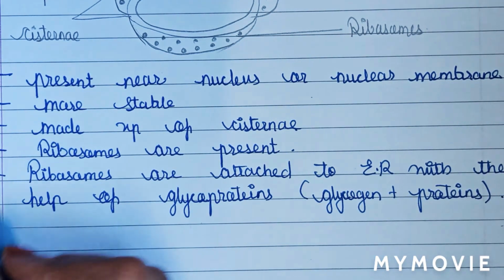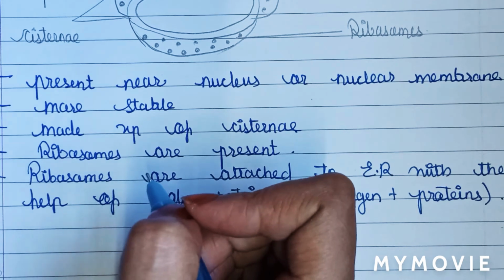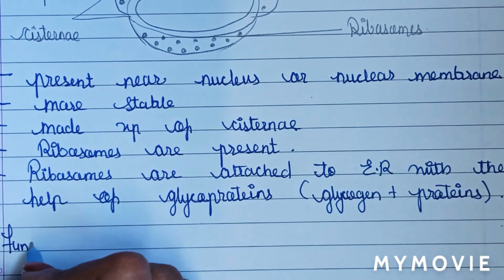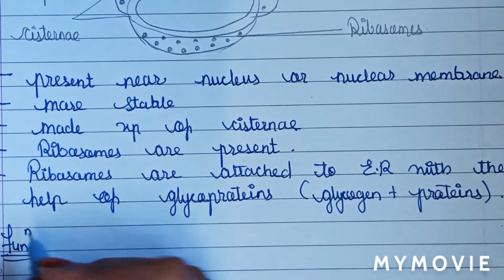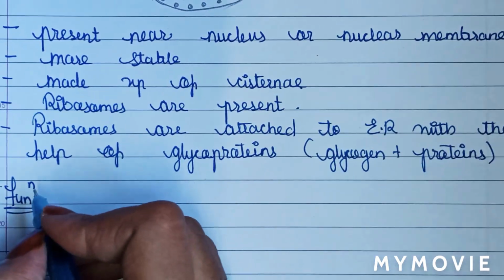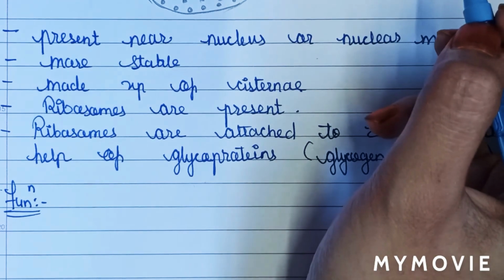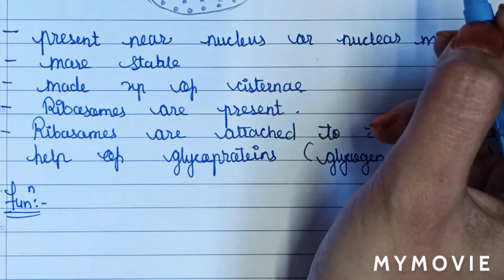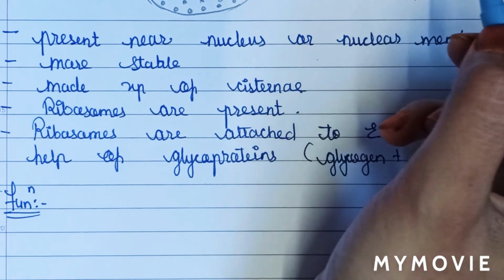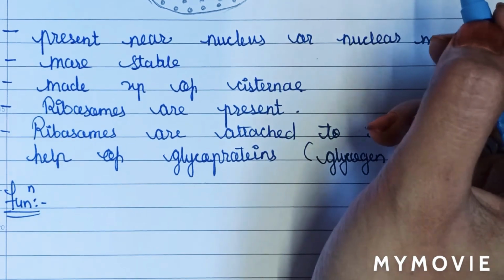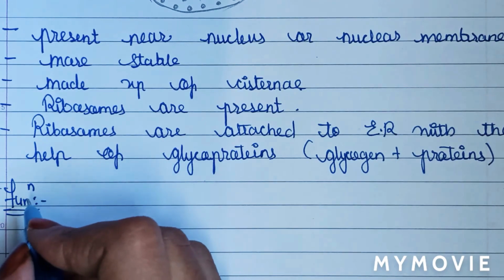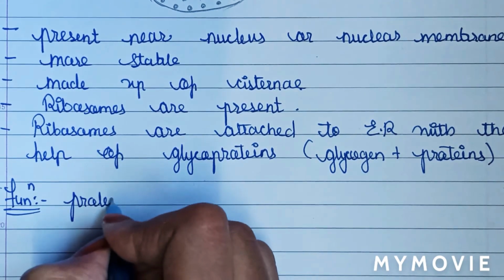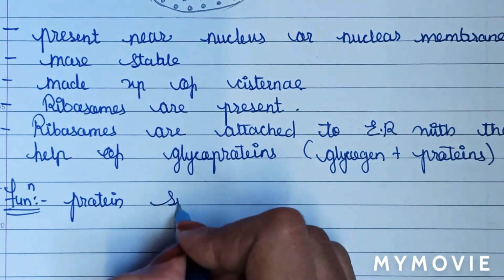Now, we are going to see the function of rough endoplasmic reticulum. What is the main function of rough endoplasmic reticulum? We will write here the function. They are present in cells concerned with protein synthesis. The main function of rough endoplasmic reticulum is protein synthesis.